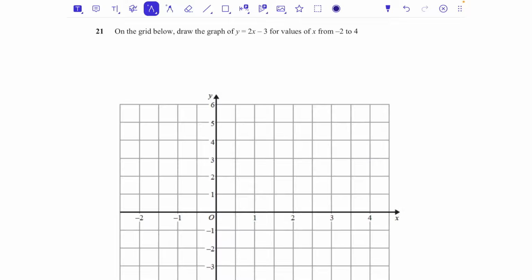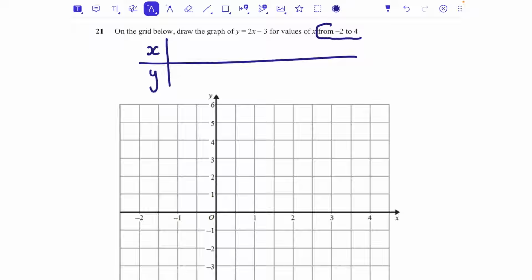Okay, question 21. On the grid below, draw the graph of y equals 2x minus 3 for values of x from minus 2 to 4. So for this, we're going to do a table of values. X goes on the top, y goes on the bottom. And I want to do values of x from minus 2 to 4. So that tells you that alongside x, we need to go minus 2, minus 1, 0, 1, 2, 3, 4.